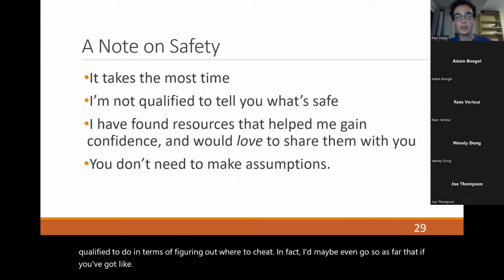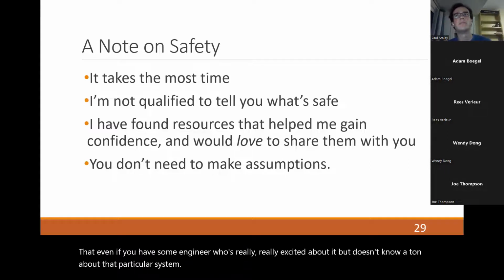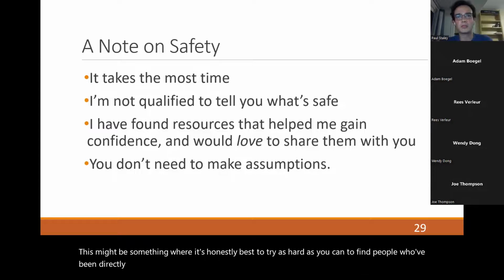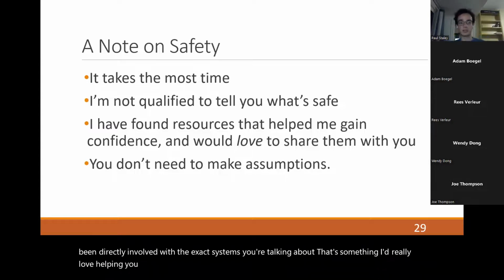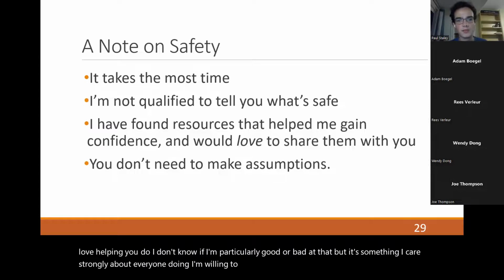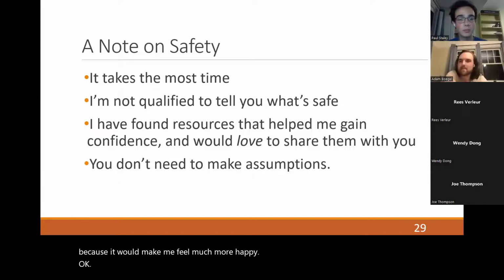In fact, I'd maybe even go so far as to say that even if you have some engineer who's really excited about it but doesn't know a ton about that particular system, it's honestly best to try as hard as you can to find people who've been directly involved with the exact systems you're talking about. And that's something I'd really love helping you do. I don't know if I'm particularly good or bad at that, but it's something I care strongly about everyone doing. I'm willing to take as much time as it needs to facilitate that because it would make me much happier. Okay. So you don't need to make assumptions about safety.